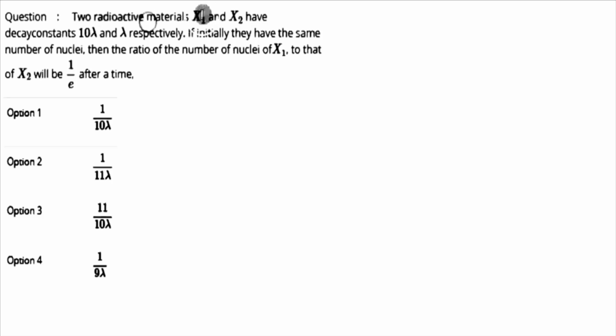Hi everyone, so we are given a question which says there are two radioactive materials X1 and X2 having decay constants of 10 lambda and lambda respectively.